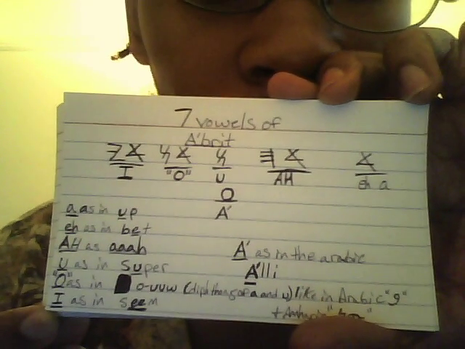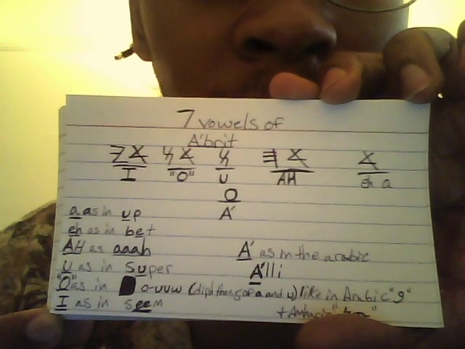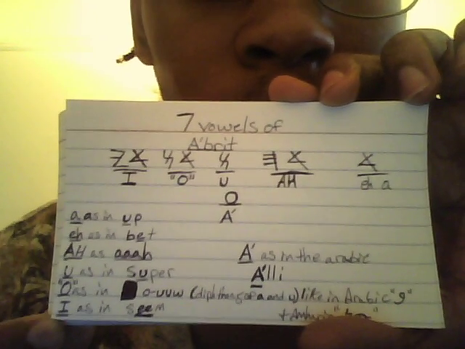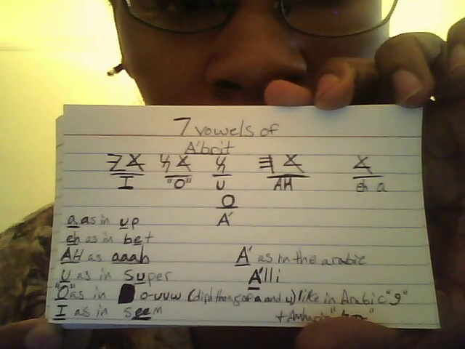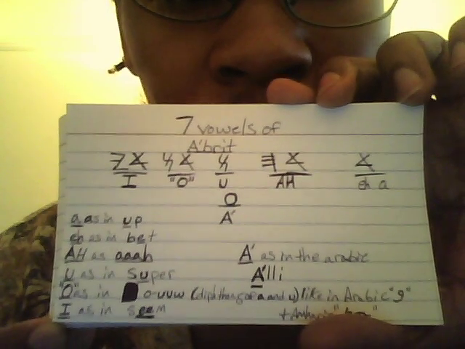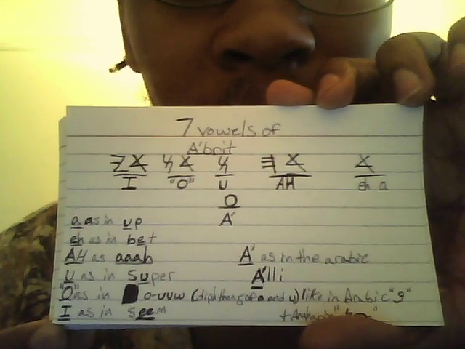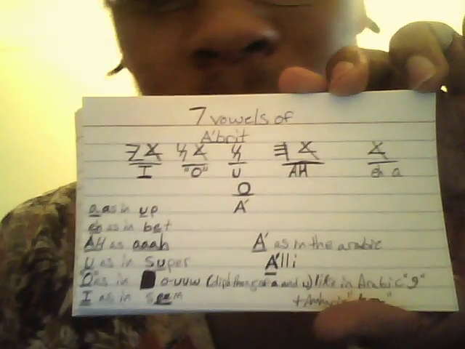Under that, I have E for the Al and Yad. Al and Yad make the E sound. Al Yad. And I have the English I to represent the E, and it's E as in seem. It seems dark outside, or something like that.